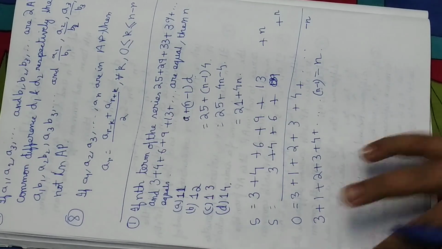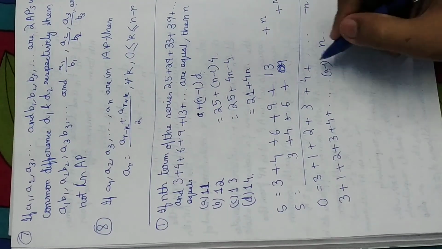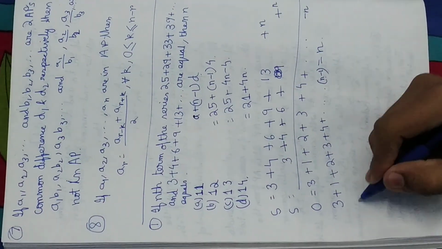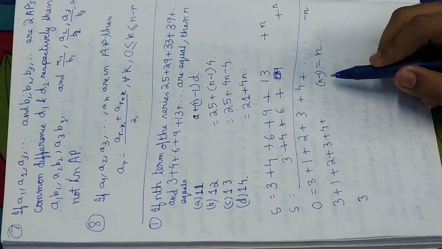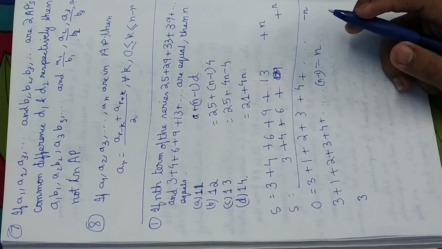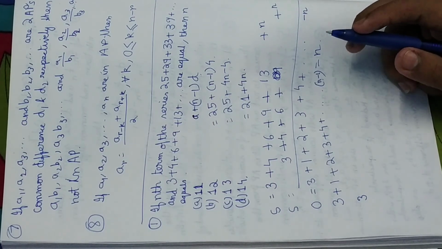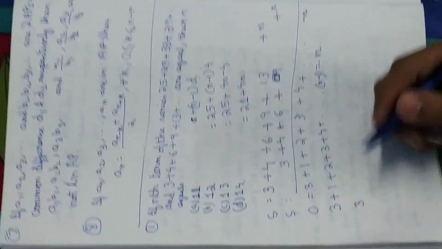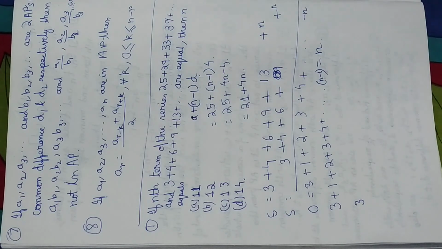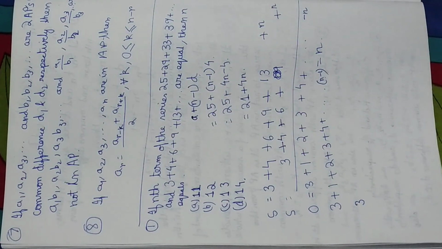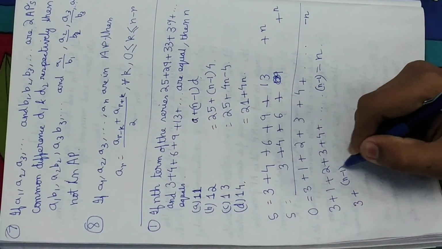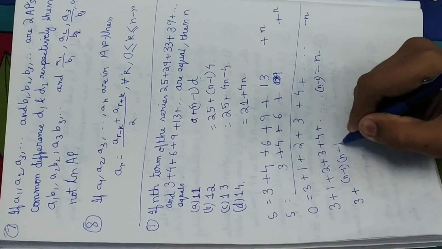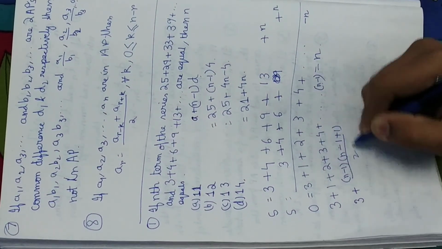Now I will write this down, this is the thing we need to find. It is 1 plus up to n minus 1. It is the sum of natural numbers up to n minus 1. We know the sum of natural numbers up to a limit n is n into (n plus 1) by 2. But here it is n minus 1. Hence I will write 3 plus (n minus 1) into (n minus 1 plus 1) by 2, which comes to be n.